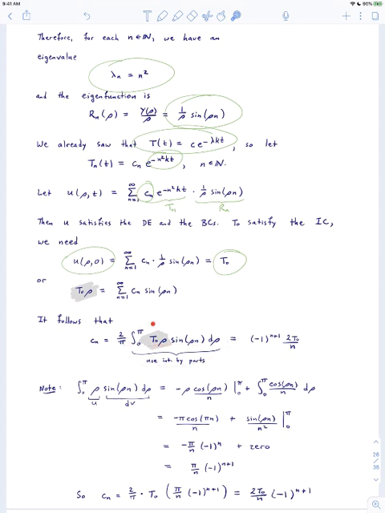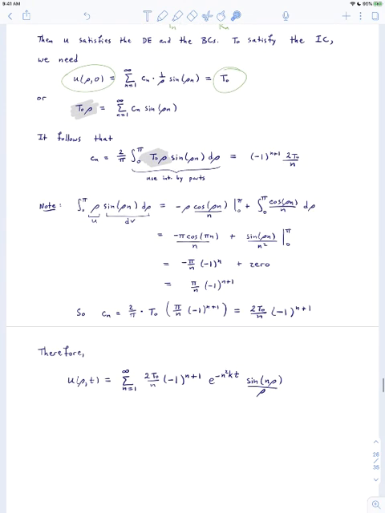We can actually compute this using integration by parts. I won't go through the details, they're here, but you can show that c sub n is equal to minus 1 to the n plus 1, times 2 T sub 0 over n. So here are the computations right here. So that tells you what c sub n is, and that tells you what the solution is.